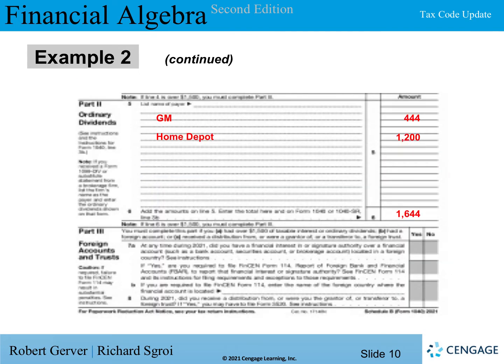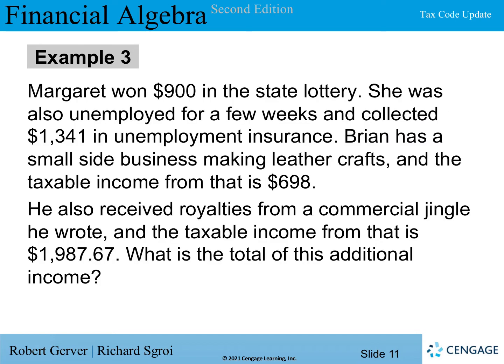On the bottom of the same form is a place for ordinary dividends. This is part 2 of the same schedule. And here's where they put down their GM stock and their Home Depot stock, how much they got for each one, and then they add those two figures together to come out with their total ordinary dividends.